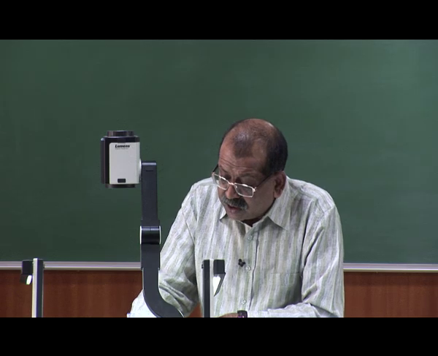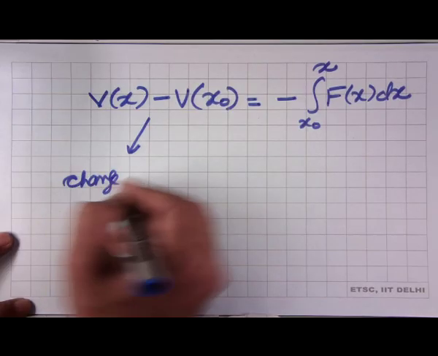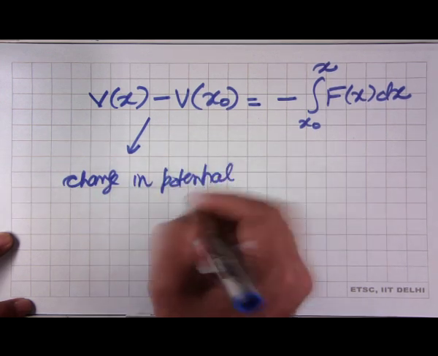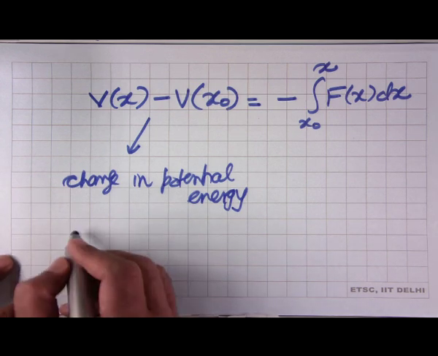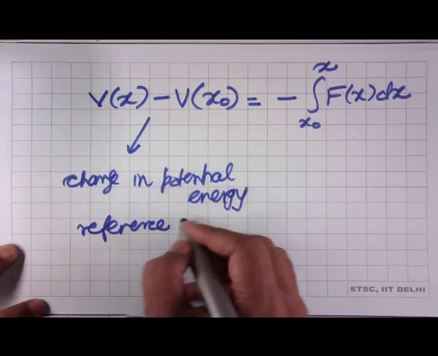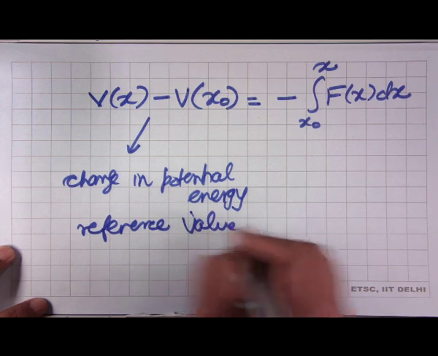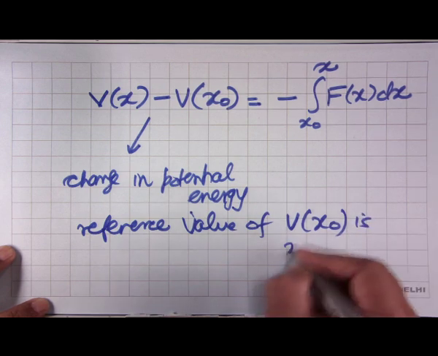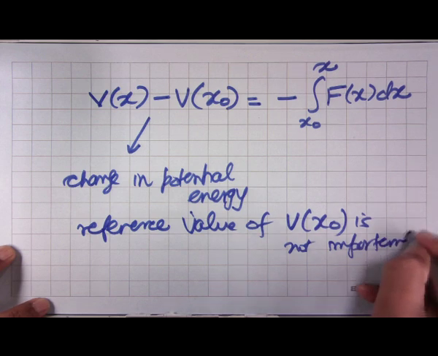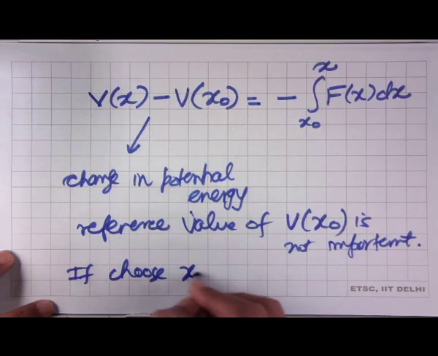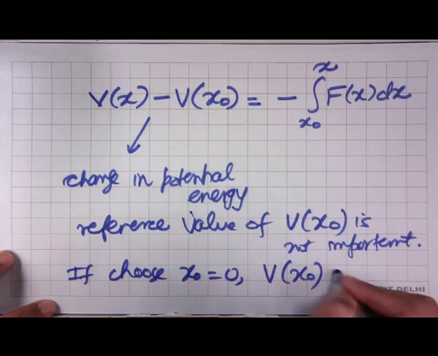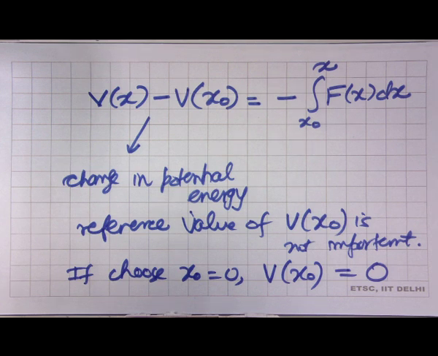Now, one thing which we realize is when we use the potential energy formulation, it is the change in potential energy which figures in our equation. Because we are talking of the change in potential energy, the reference value V of x0 is not important. We can assign it any arbitrary value we want, and often if we choose x0 as 0, then V of x0 is often taken as 0, and this will become clear once we do a couple of examples.